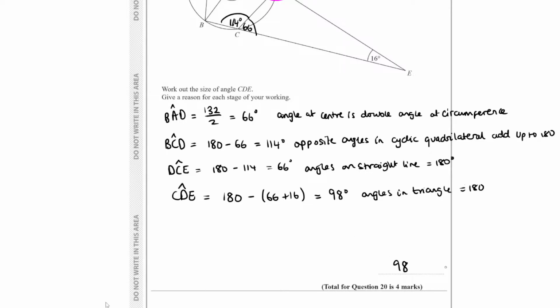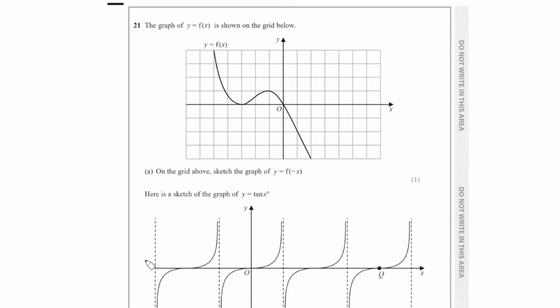Okay, let's see if we can get through the last questions before the noise comes back. So question 21, the graph of y equals f of x is shown on the grid below. On the grid above, sketch the graph of y equals f of minus x.